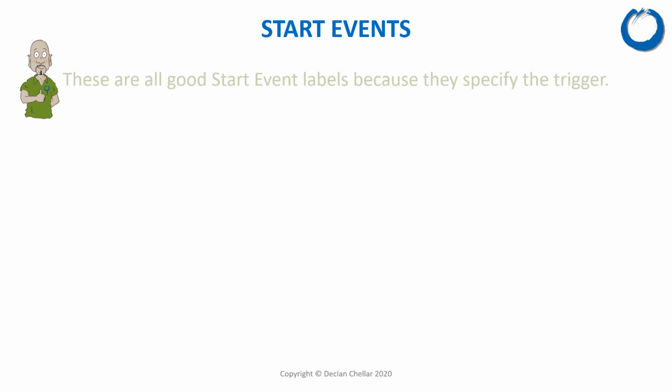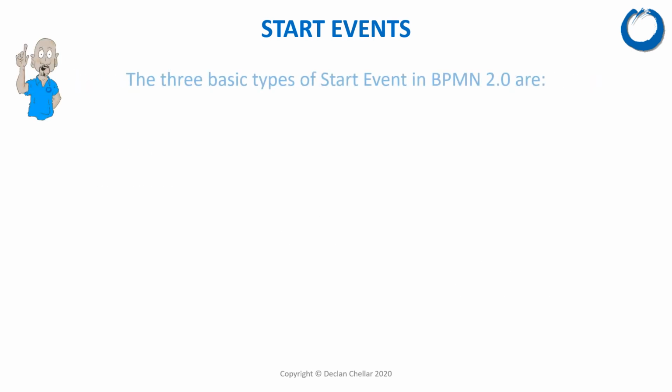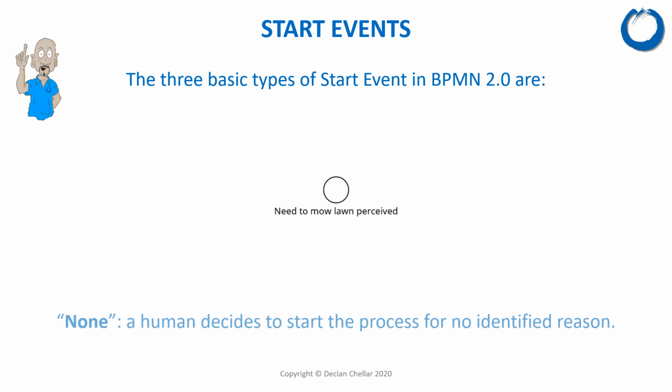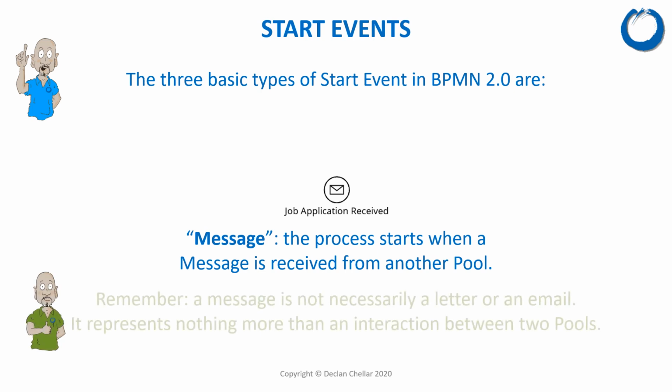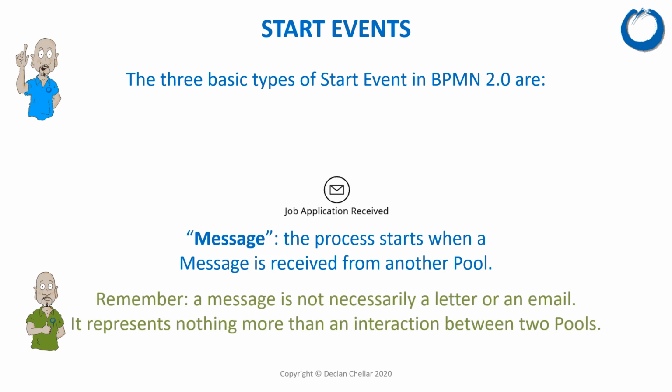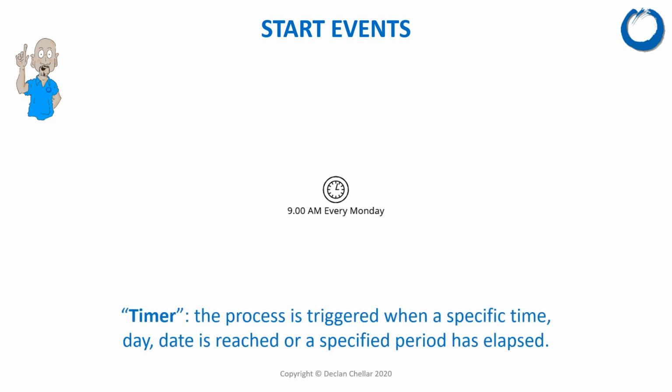These are all good start event labels because they specify the trigger. The three basic types of start event in BPMN 2.0 are: none. A human decides to start the process for no identified reason. Message. The process starts when a message is received from another pool. Remember, a message is not necessarily a letter or an email. It represents nothing more than an interaction between two pools. Timer. The process is triggered when a specific time, day, date is reached or a specific period has elapsed.